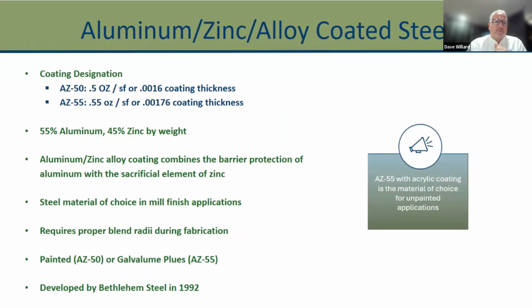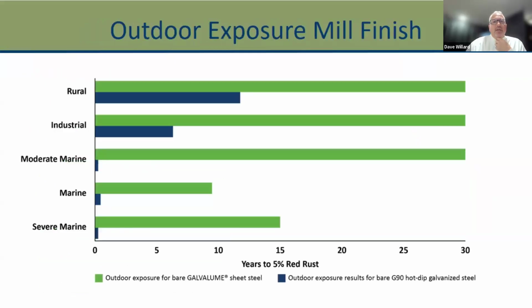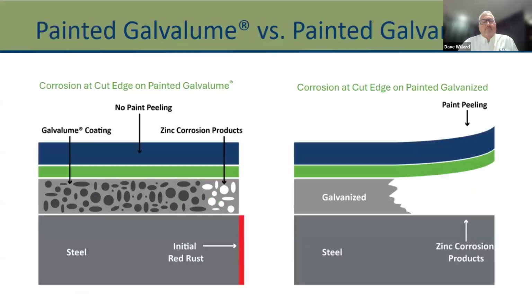It does require a certain amount of technique to be able to do it. And that process was developed by Bethlehem Steel in 1992 to make this aluminum and zinc alloy coating, which does combine barrier protection with aluminum protection. And as far as outdoor exposure goes, in the rural areas and in different industrial areas where you have galvalume, you can see it last quite a while longer until you get that red rust, as compared to just in blue where you just have the bare hot dipped galvanized. So the galvalume has made a huge difference when using steel.